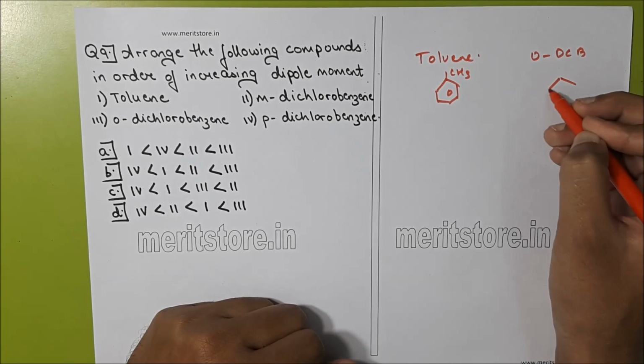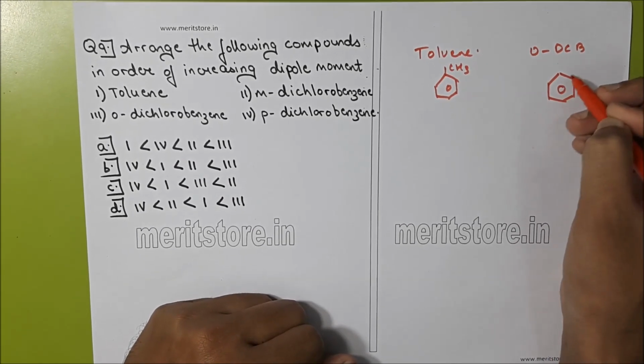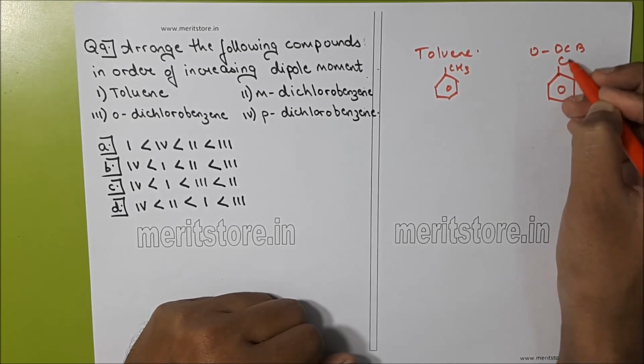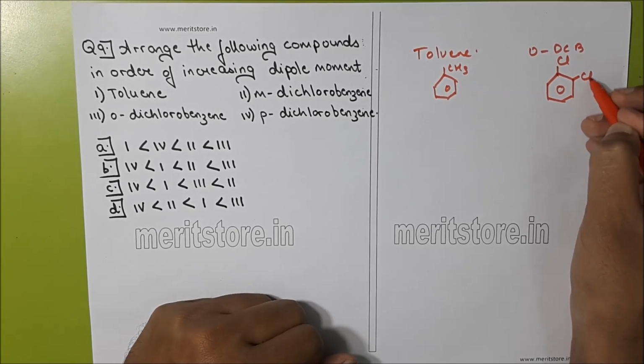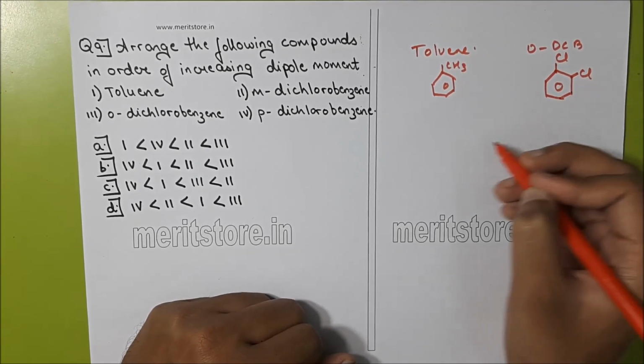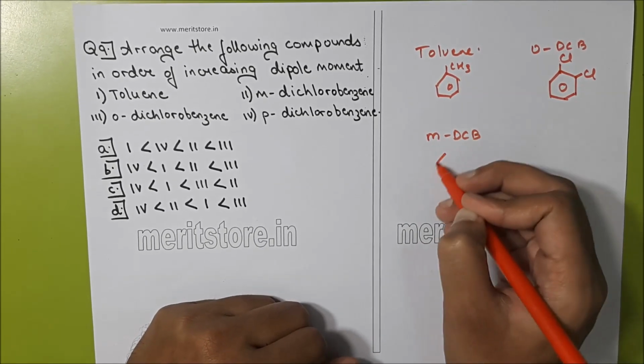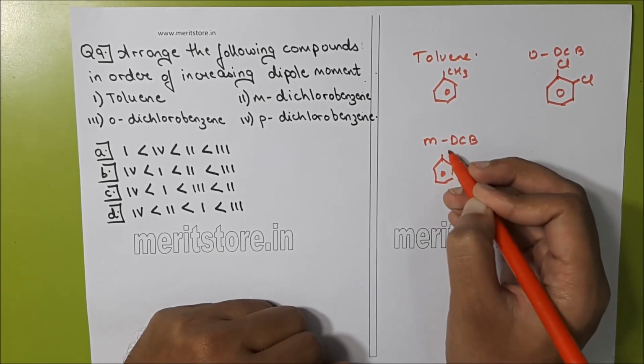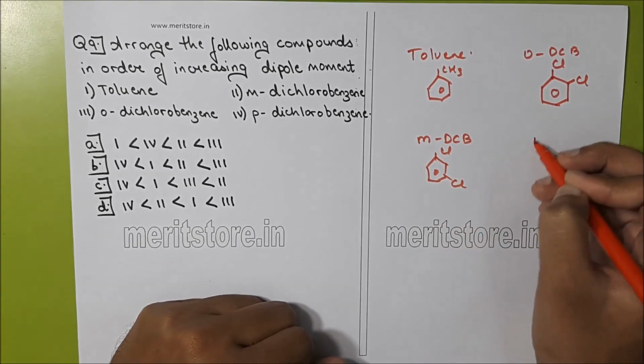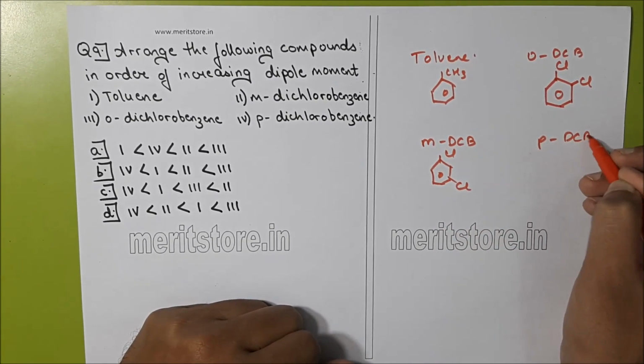Ortho dichlorobenzene: this is a benzene ring with chlorine attached. This is our ortho position. This is our meta and para. So meta dichlorobenzene has chlorine attached at the meta position, and para dichlorobenzene has chlorine at the para position.